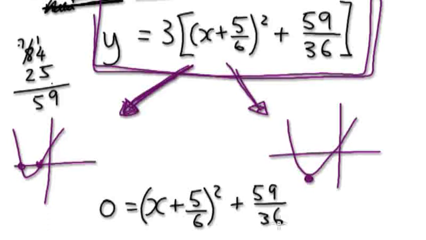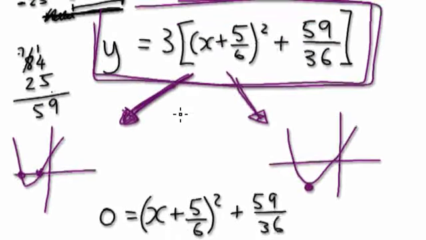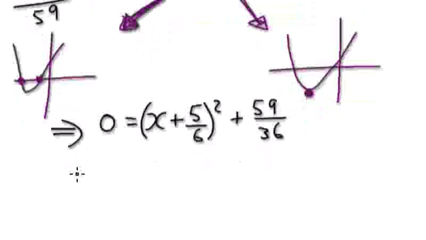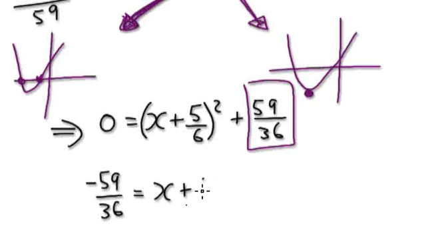Okay, so basically what I've done is I've put 0 into the y, and then divided both sides by 3. So it would take me to here. Now take away this number from both sides. So this would be this minus 59 over 36 equals this over 6 here.